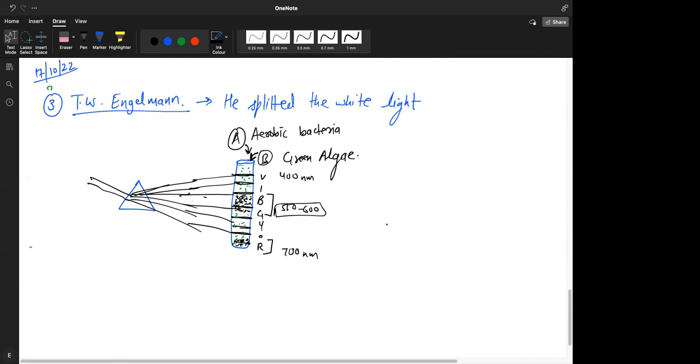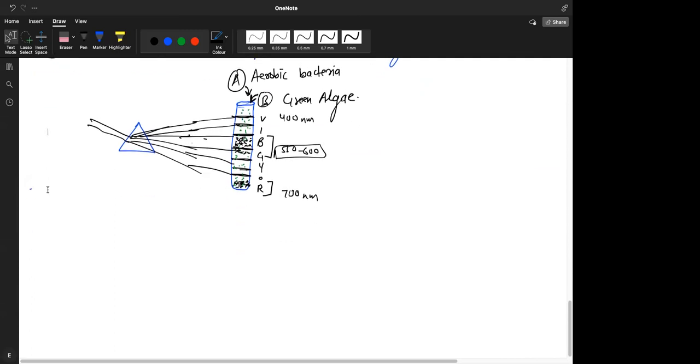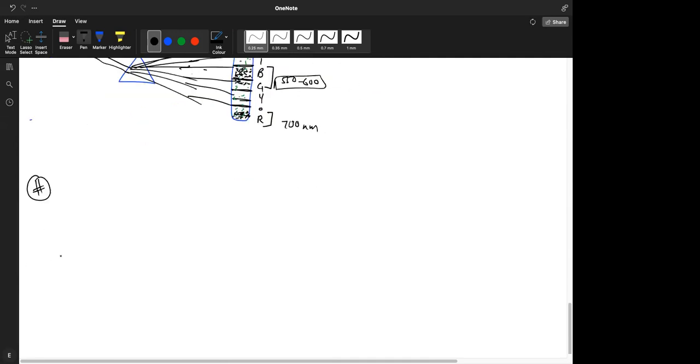Now, coming from there, is this clear? Are all the early experiments clear to you? Do you have any doubt? No doubts. Okay.